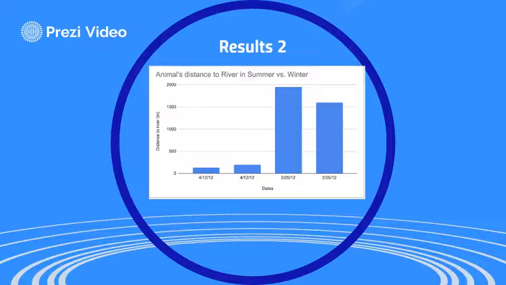For our second result, there is a larger distance of animals to water in the wintertime at almost 2,000 and 1,600 miles away. And then at the summertime, we see them at about 100 and 200 miles from the river.